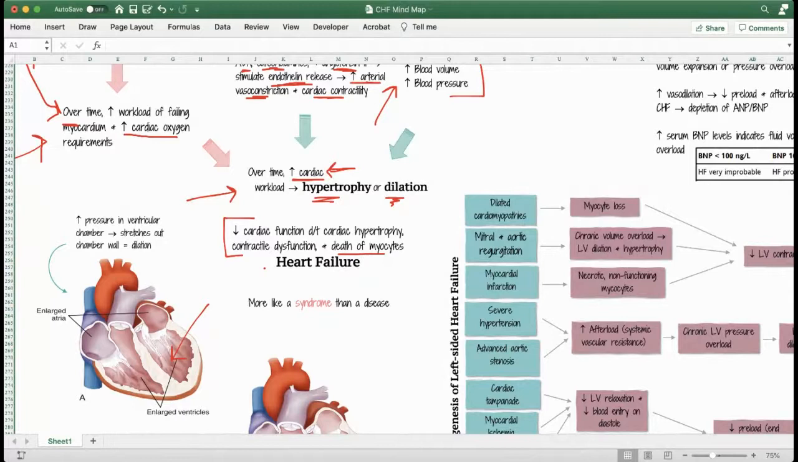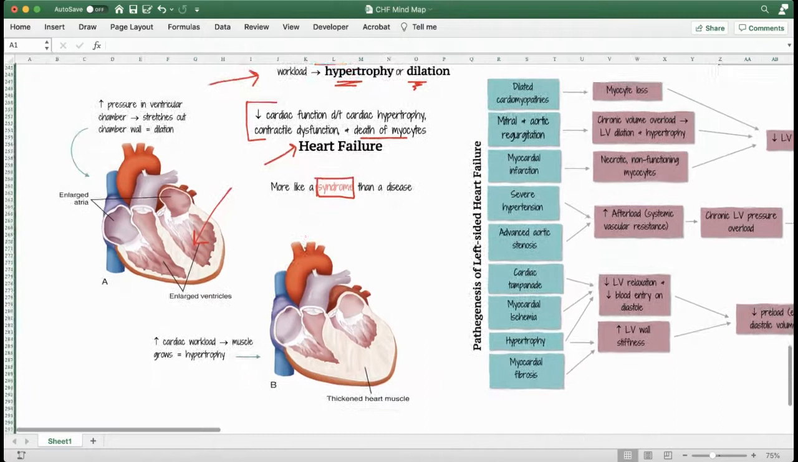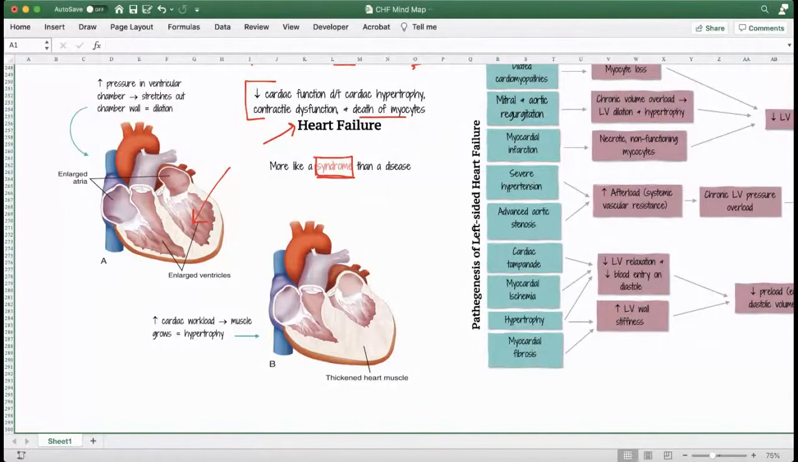So I think it's important probably for a test to know that heart failure is considered a syndrome more than a disease, kind of like metabolic syndrome, right? It's putting you at risk for all of these other things. It's kind of weird because when you see syndrome, you think it's not as serious, but obviously you all know from work and from any experience you have, heart failure is extremely serious, right?